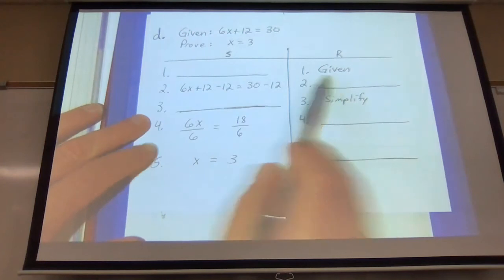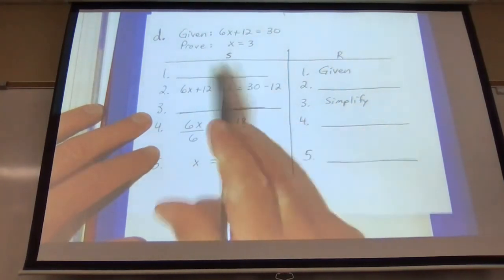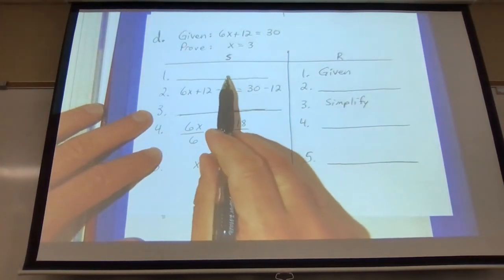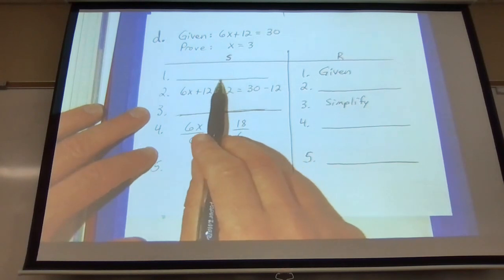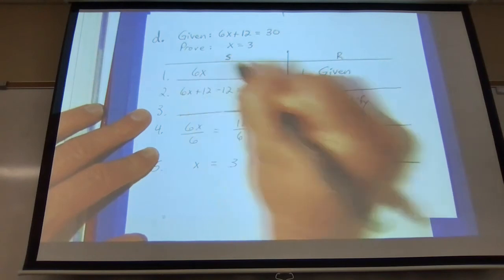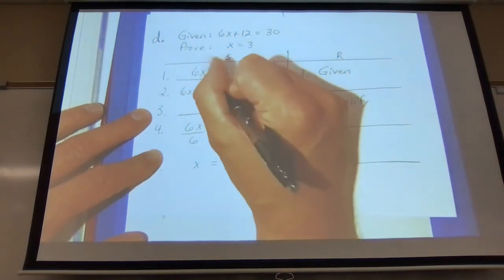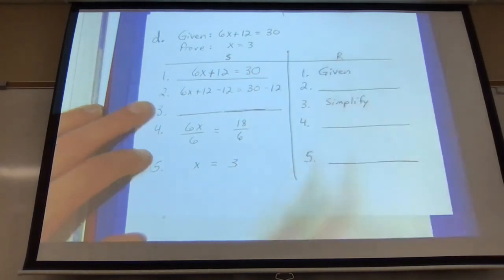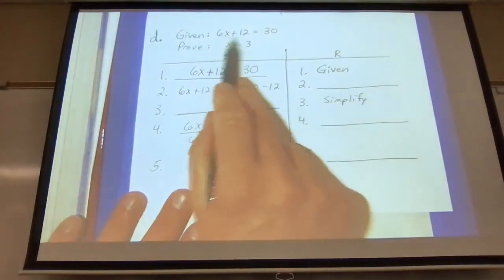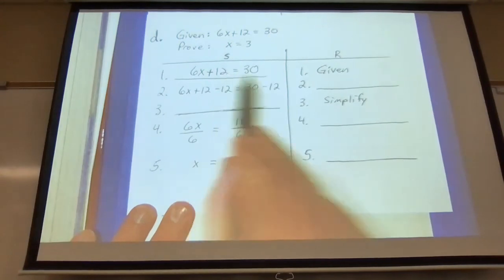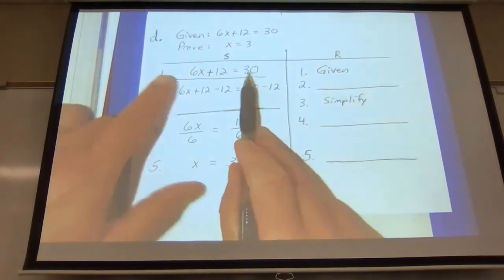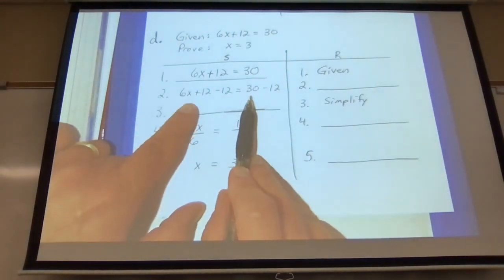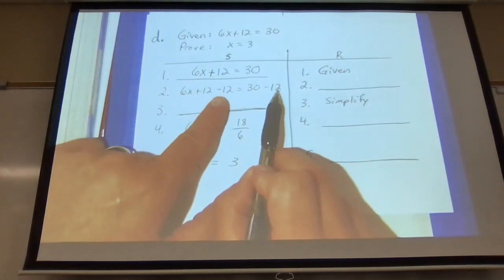Taribo, what do you put for the first step? 6x plus 12 equals 30. That comes right from the given. All right, that's first step. That's given. From the first step to the second step, we subtracted 12 from both sides.